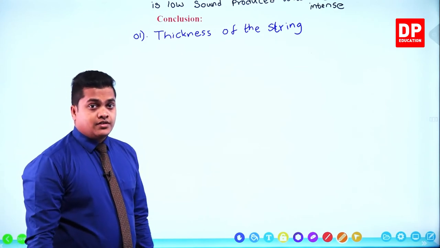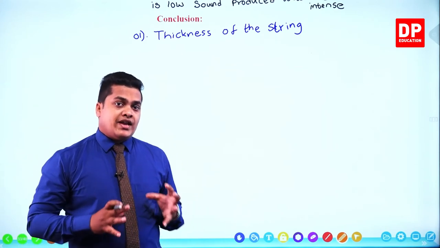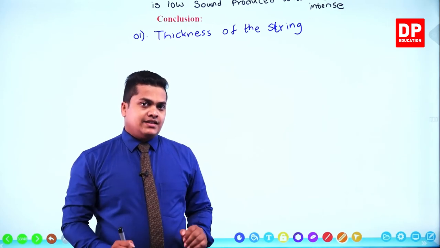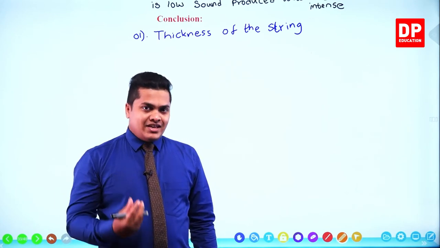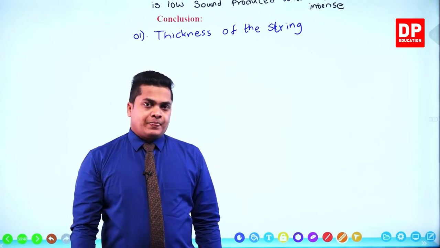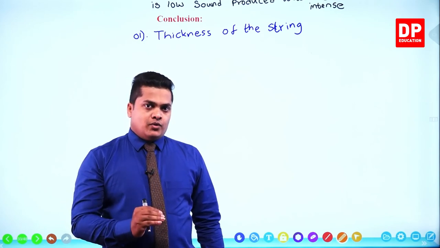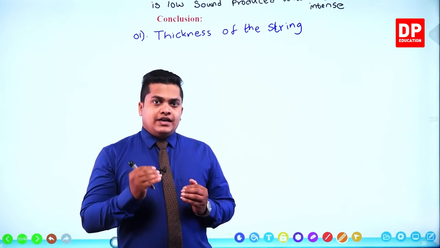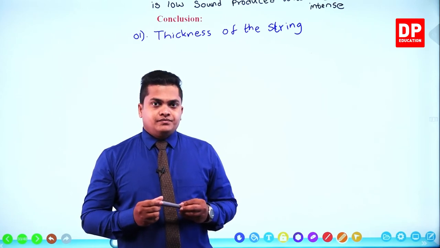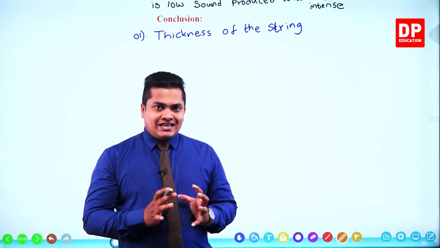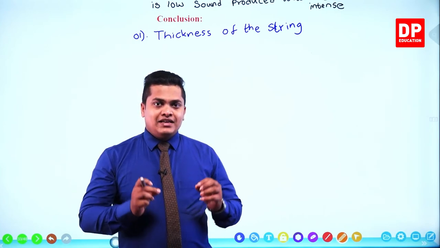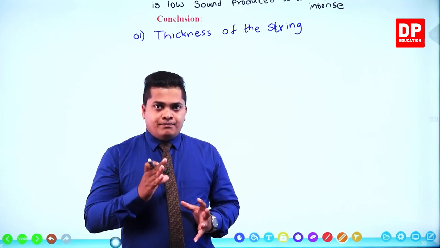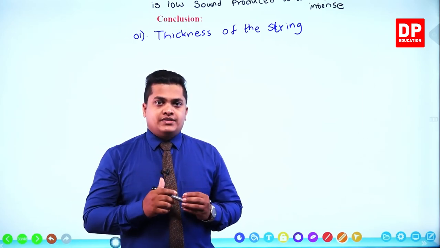So the first factor is the thickness. I told you that when playing thick strings, the intensity of the sound generated is less. When playing thin strings, we can hear a more intense sound. So the intensity of the sound increases due to an increase in the frequency. We can conclude that when vibrating thick strings, the sound generated is less intense because the vibrational frequency reduces.